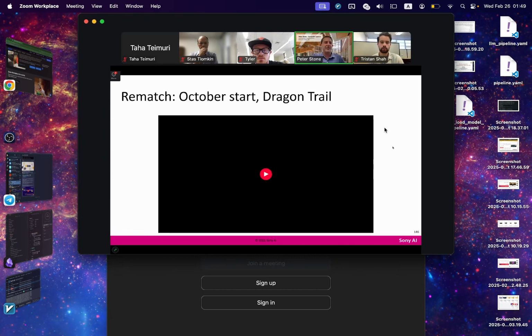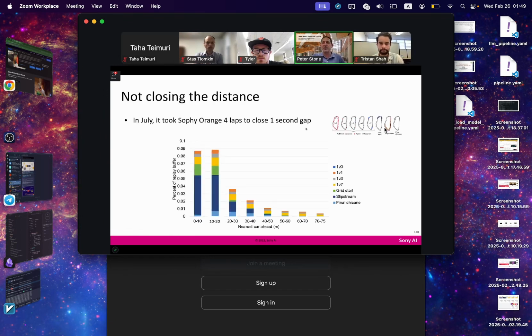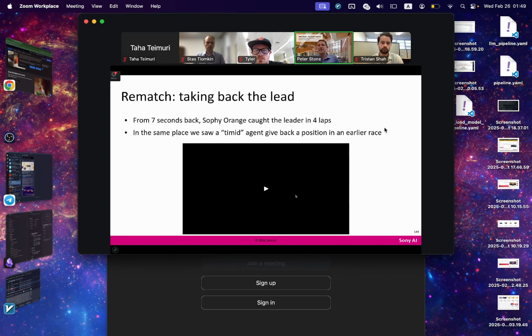I didn't show you the last start, so the starts were chaotic. I'm going to skip through a couple of these videos, but it ended up doing much better at the start. It did a lot better at closing the distances. So in July, we found out that it just didn't have that much experience with cars that were 70 to 75 meters ahead of it. When it got into that situation, it didn't have the data, it didn't know what to do, and so it would take a long time to close that gap. And so we gave it more experience of cars in different places.